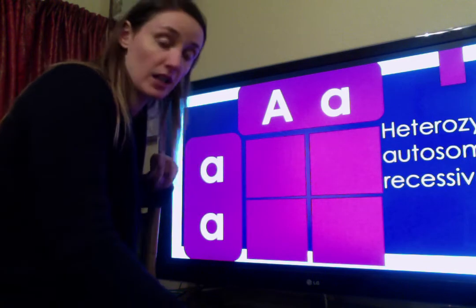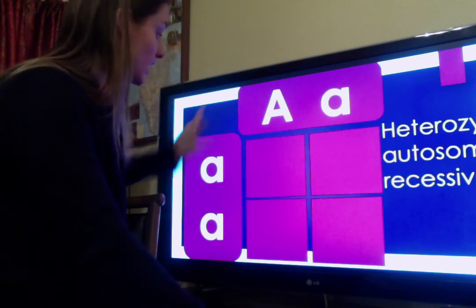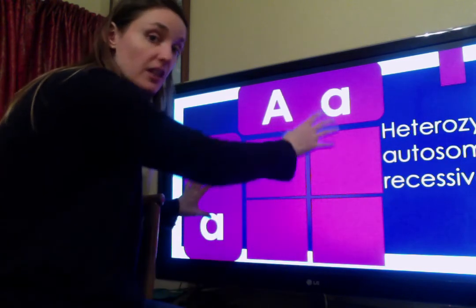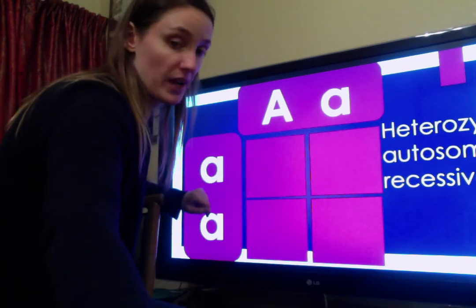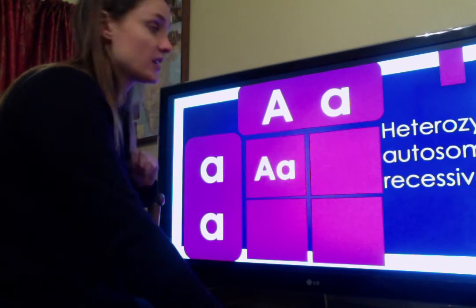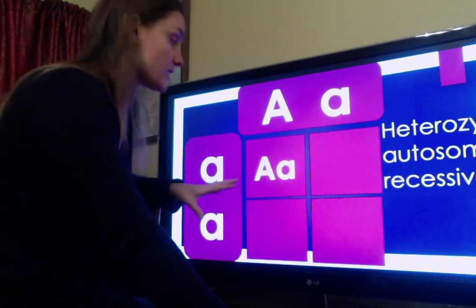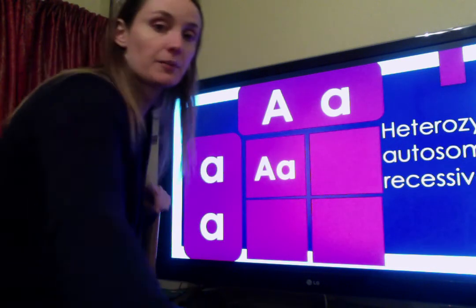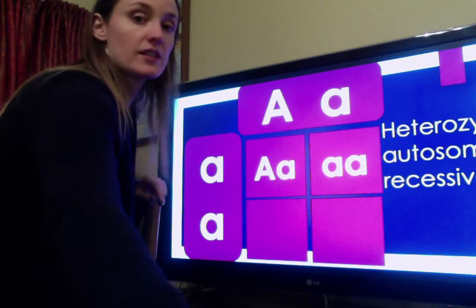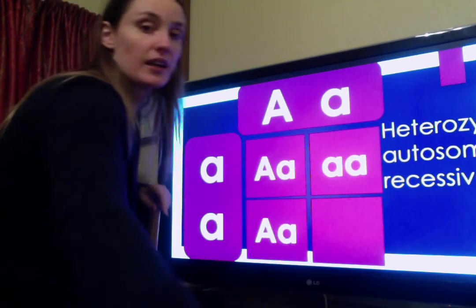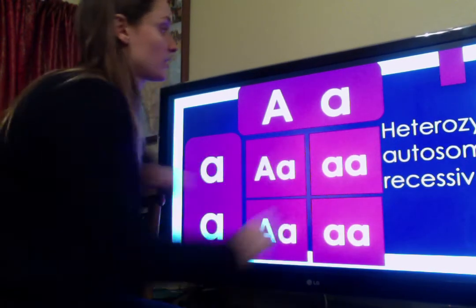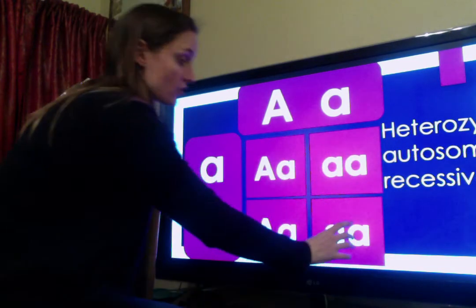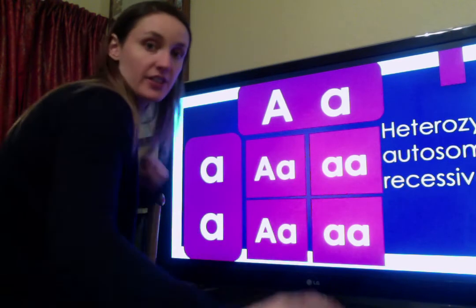So here's another example. If one parent had the trait, and one person was a carrier, then they would also pass along this trait or disease. But the percentage is going to change a little bit. So we get the big A from here, little a from here. Now we have two little a's, big A and a little a, and two little a's. So half of their kids are going to express that trait and half will be carriers.